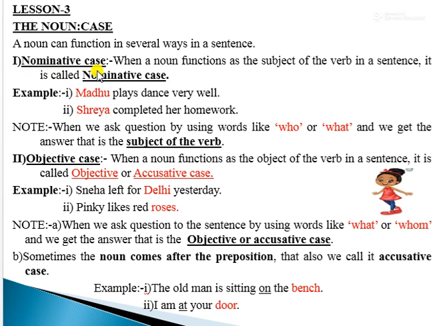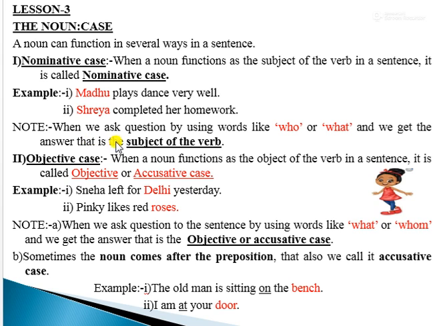First, nominative case. When a noun functions as the subject of the verb in a sentence, it is called nominative case. For example, number 1, Madhu plays dance very well. Number 2, Shreya completed her homework. In these sentences, we saw Madhu and Shreya. They are nouns and they act as the subject of the verb. So, they are known as nominative case.